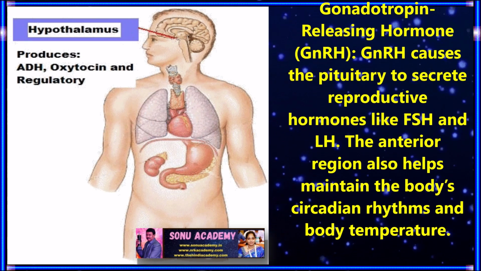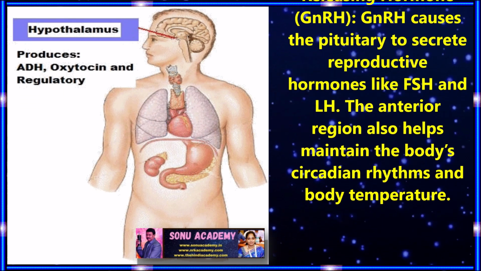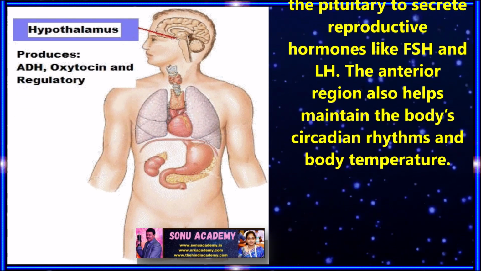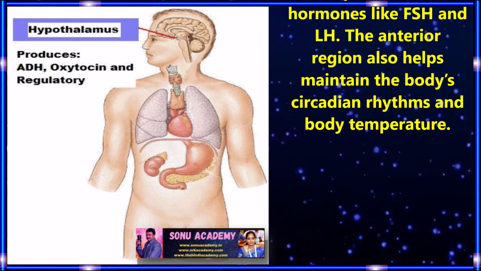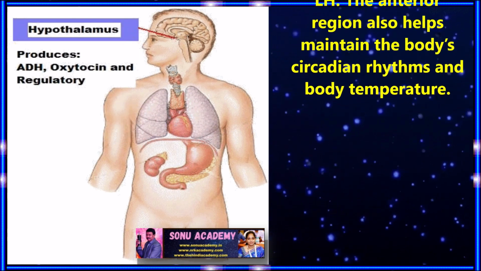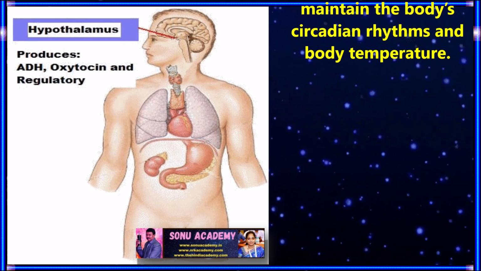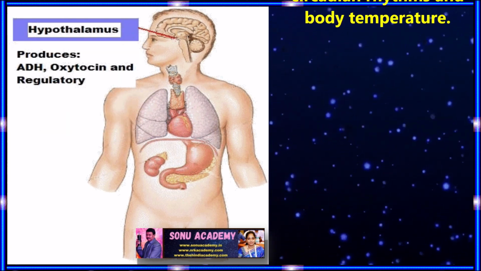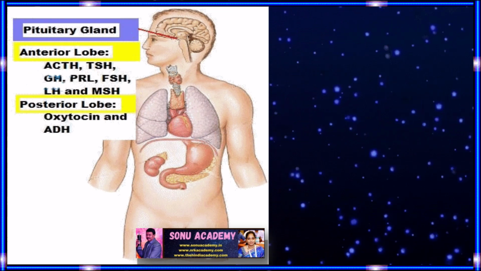Gonadotropin releasing hormone, GnRH, causes the pituitary to secrete reproductive hormones like FSH and LH. The anterior region also helps maintain the body's circadian rhythms and body temperature.